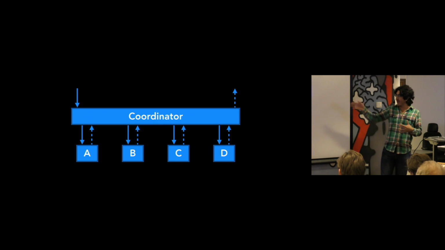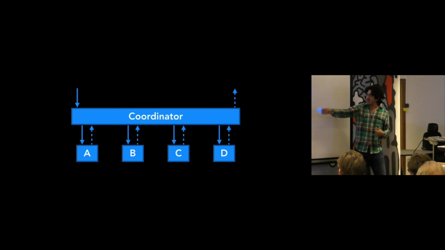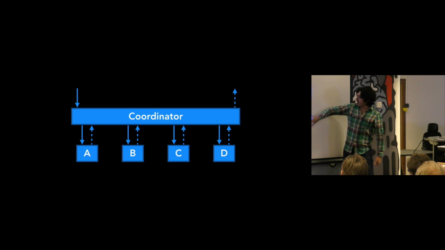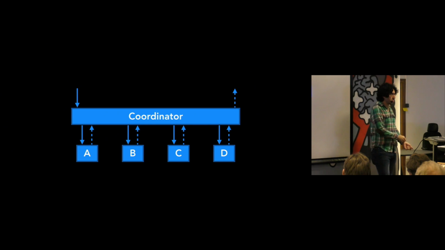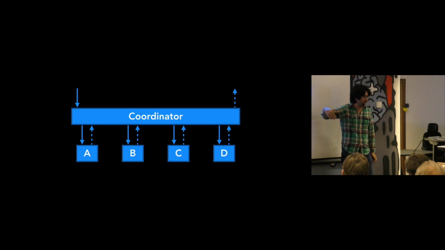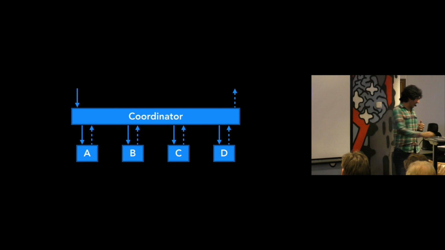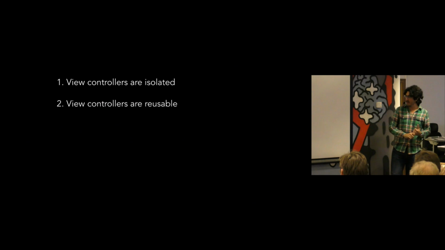What the coordinator does is by isolating those, they now each live in their own world. And maybe they have things they collaborate with, but they don't have to touch any of the other view controllers. So if I want to pull view controller A into some other project, I can easily do that. Likewise with any of the other ones. So that's the number 1 big thing I love about coordinators: the view controllers are isolated.